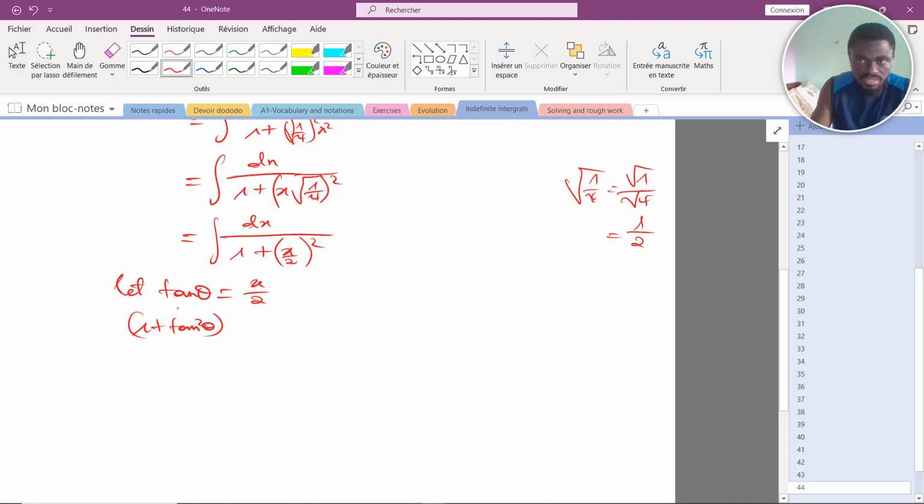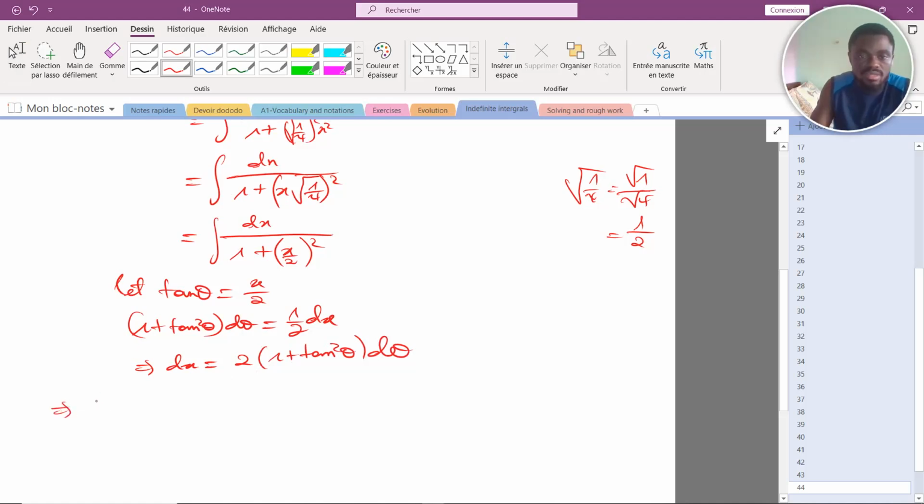Since I differentiated this with respect to theta, I'll have d theta, which will be equal to, when I differentiate this, a half and beside it I'll put dx. So this implies dx will be equal to 2 into 1 plus tan squared theta d theta. Okay, let's now substitute everything here.